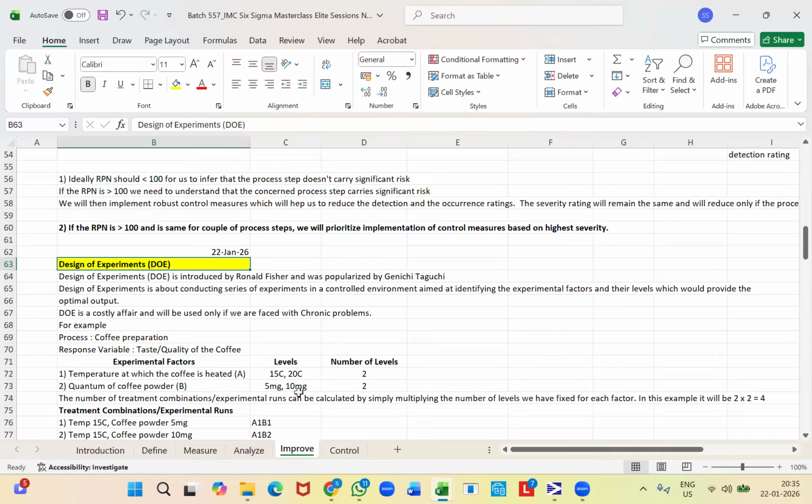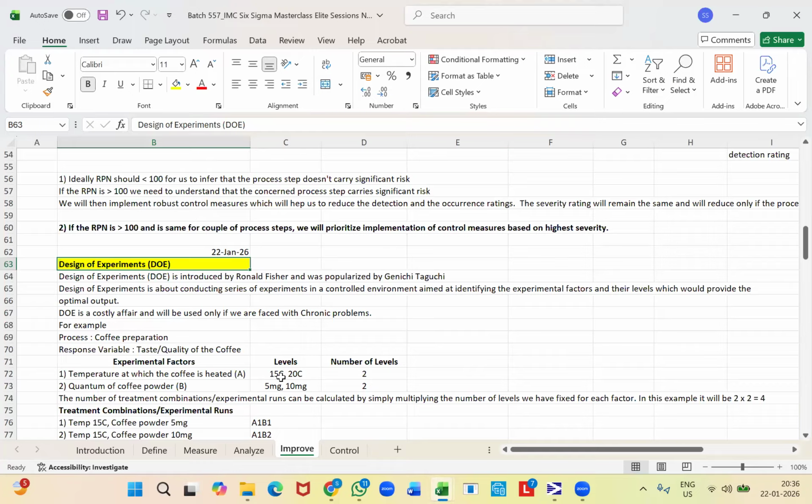Again, I need to fix a minimum of two levels for each of these experimental factors. Suppose I fix the levels for temperature as 15 degrees centigrade and 20 degrees centigrade. I sincerely do not know whether coffee will be heated at this temperature; I'm just throwing some random values. And for the quantum of coffee powder, I fix the levels as 5 mg and 10 mg, right?